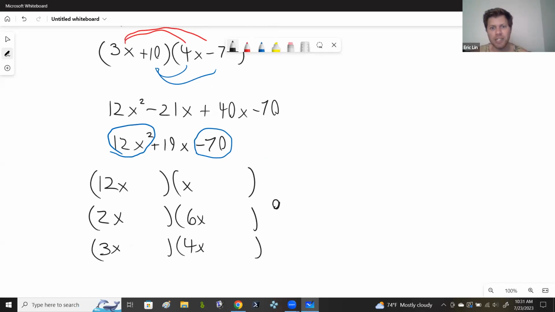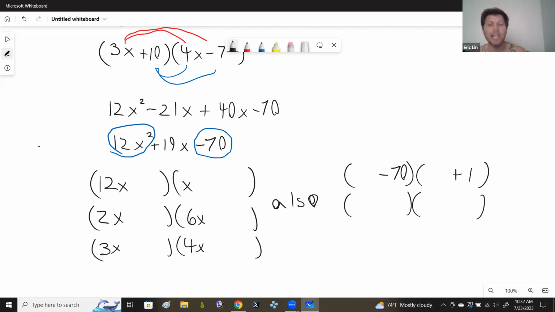In addition, we know that due to this negative 70 here, that is ugly looking though, we can also assume some things about the last two terms, like the second term in each binomial. So for example, I could say it's negative 70 and plus 1. We could also say it's plus 70 and negative 1. We know that it has to multiply together to give us a negative 70 rather than just a positive 70. But I'm not going to write everything twice. Just know that the negative and positive signs could be swapped in each of these.